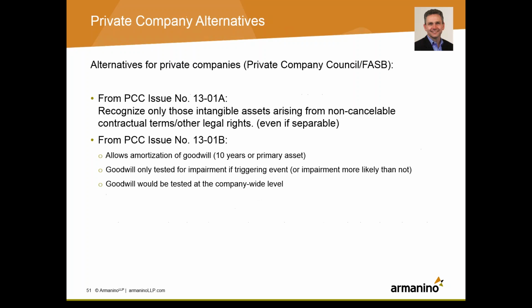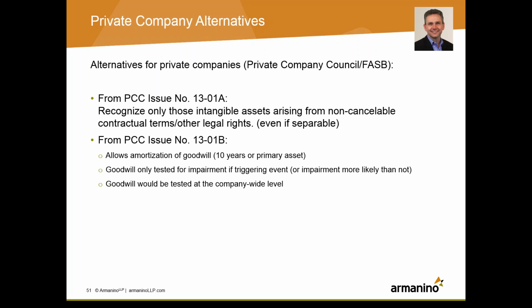And then on the next slide, private company alternatives. I think we had a question on that too. So there are some new regulations that came out of the Private Company Council, which got adopted by FASB. One is to recognize only those intangible assets arising from non-cancelable contractual terms or other legal rights, even if they are separable. So you wouldn't recognize all intangible assets anymore, for example, customer relationships. But on the other side, customer lists are being sold and can be sold, so they do have a value and they can be separated.